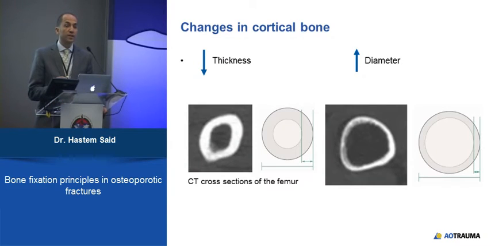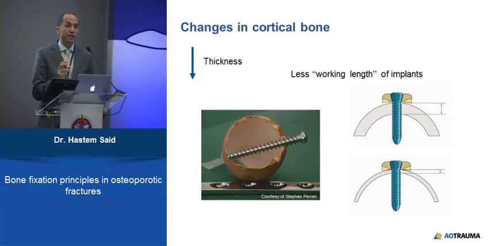For the cortical bone itself, we get thinning of the cortex, and thus you get wider bone. The bone tries to compensate to carry the load by getting wider because the cortex is weaker and thinner. And when you have this eggshell cortex, we've all had the screws that you try to tighten in osteoporotic bone but never got that hold. So you get less working length from the screw, and then it's a weak fixation.